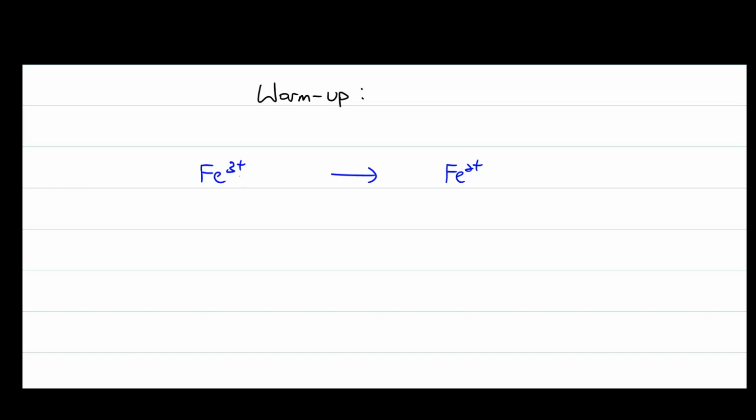Iron changes from +3 to +2. There is no oxygen and no hydrogen involved here. So the only thing we need to balance is charge. The left side is 1 unit more positive. So we add 1 electron to the left. That gives us a balanced half equation.